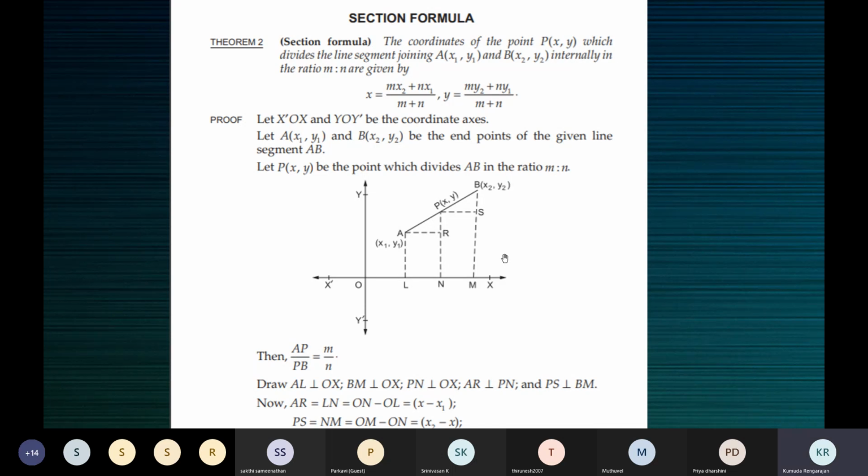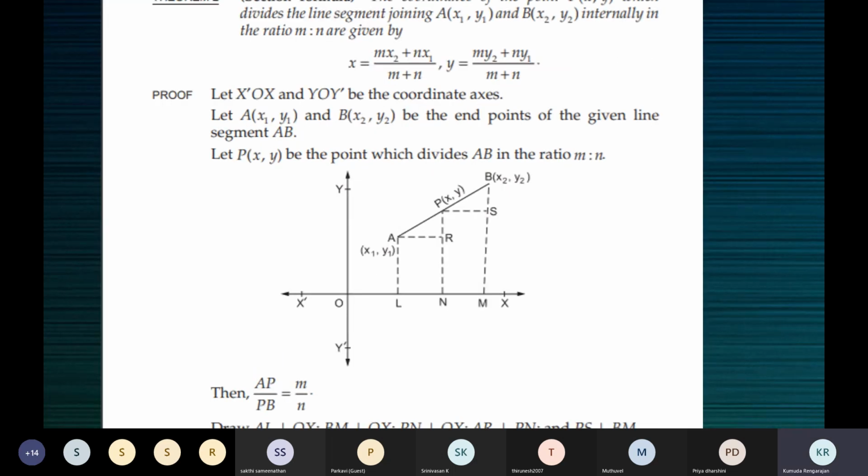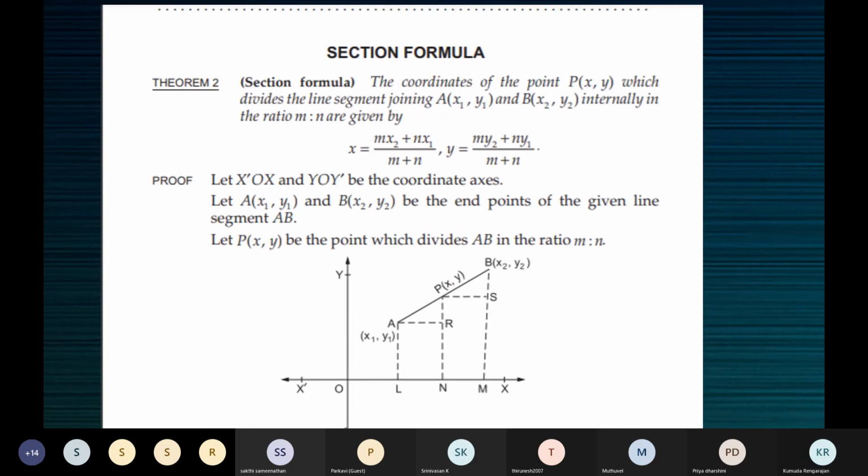I'm just pausing for some time. Look at the screen and read it for yourself. Just observe the figure. I'll tell you the construction and all that.